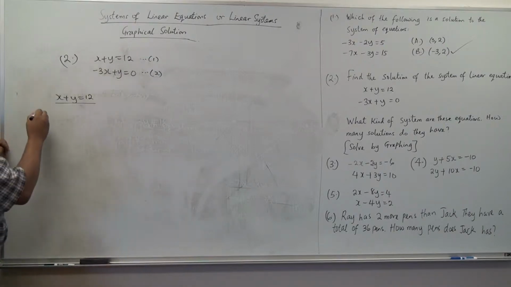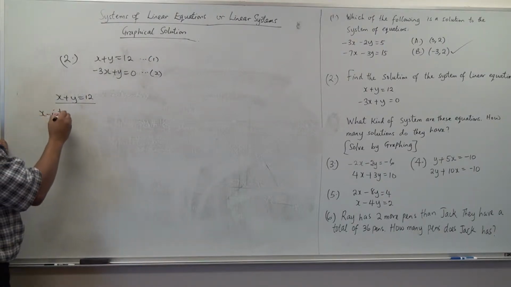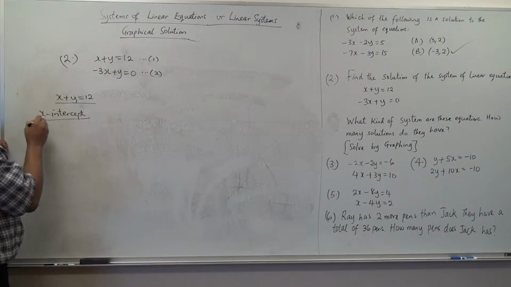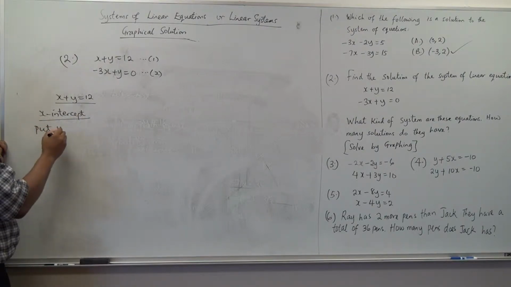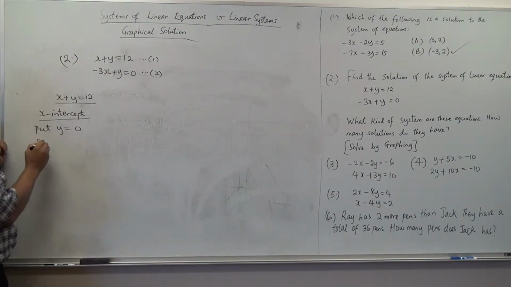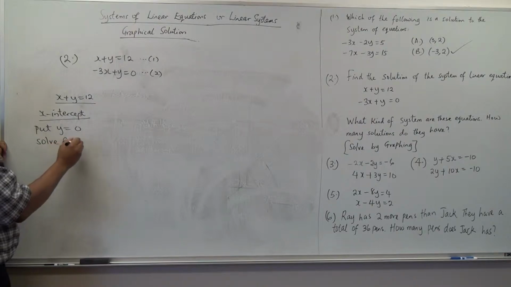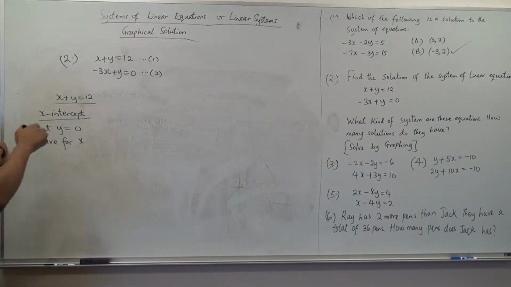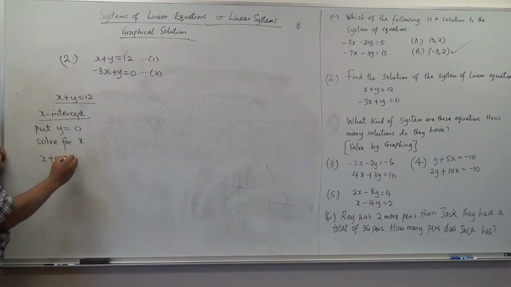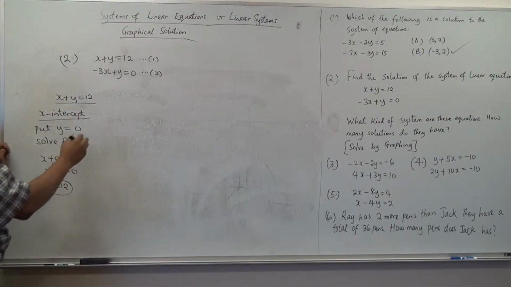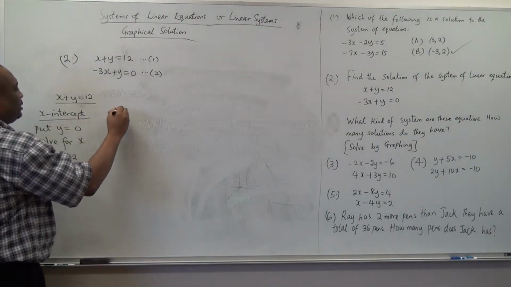Okay, so let's find the x-intercept. In the x-intercept, put y to be 0, solve for x. Okay, so that means anywhere we see y, we put 0. So this is x plus 0 equal to 12. X will now be 12 minus 0, and x will be 12. That is the x-intercept.